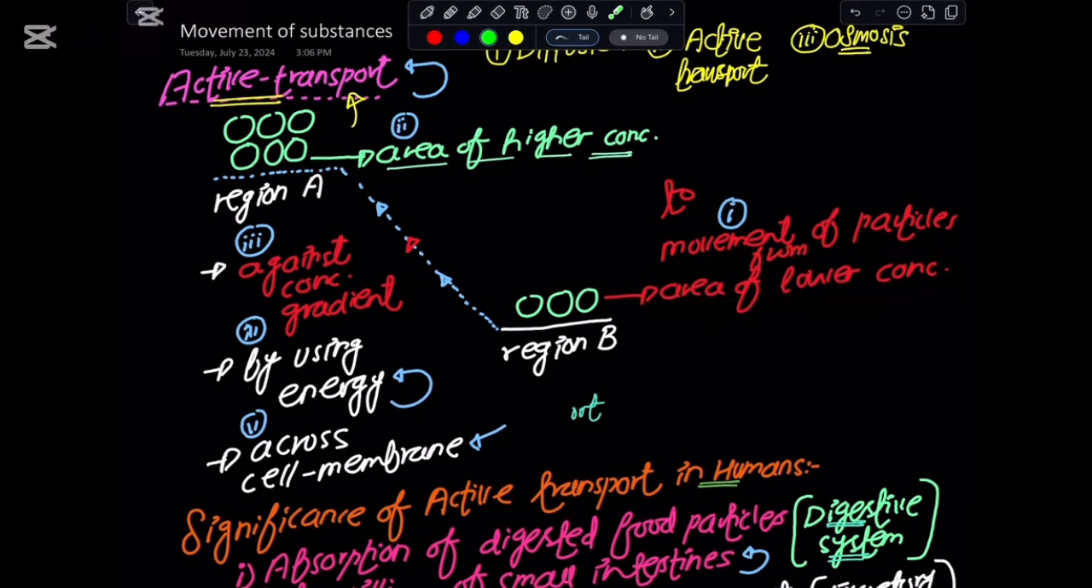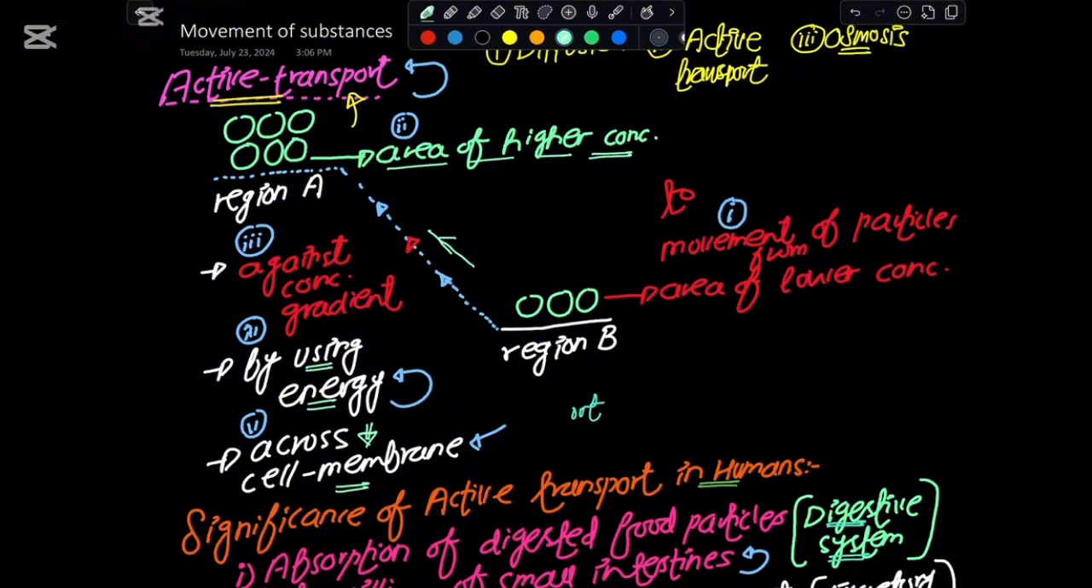So if I move these particles from an area of lower concentration, where they are present in a lesser amount, to an area of higher concentration, where they are present in a greater amount, and I am taking them against the concentration gradient, this would be active transport. But something else we must know is that when we move these particles against the concentration gradient, we need to utilize energy released by the mitochondria from aerobic respiration, and the cell membrane must be present as well.